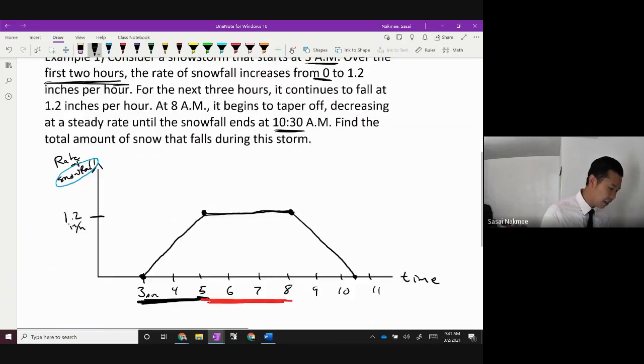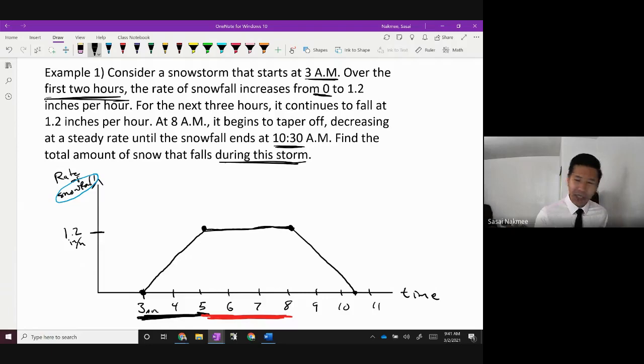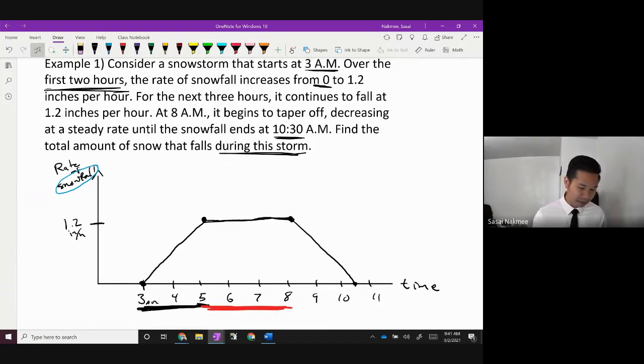And I look at this problem right here, I have the rate of the snowfall, of how much snow has been falling. Now, if I can somehow calculate the area underneath this line, I could calculate the total amount of snow that has fallen from 3 a.m. all the way to 10:30 a.m. That's the total during this storm. The only problem is, how do I calculate the area of this shape, guys? What does this thing look like? How would I calculate this area if I was told that I have a rate at which something is changing, and then I also have a time from when it starts to when it ends?